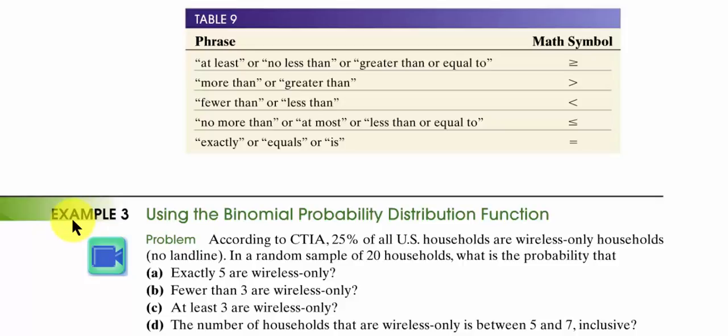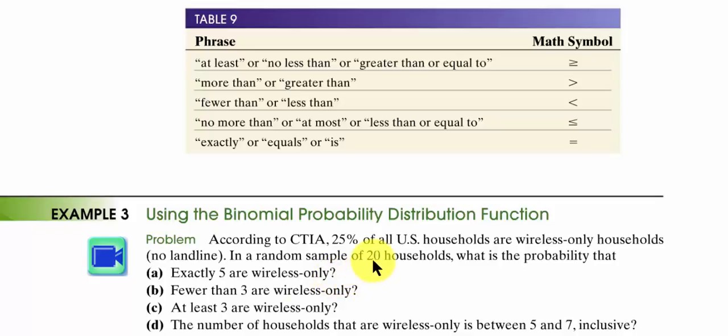This is on page 337 in your textbook, example 3. It says, according to the CTIA, 25% of all U.S. households are wireless-only households, no landline. Actually, my house, we no longer have a landline. Everyone just has a cell phone, so this is pretty relevant. It says, in a random sample of 20 households, what is the probability that exactly 5 are wireless only?